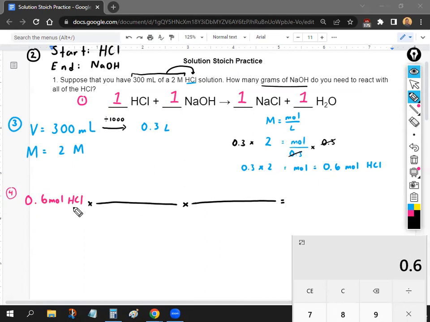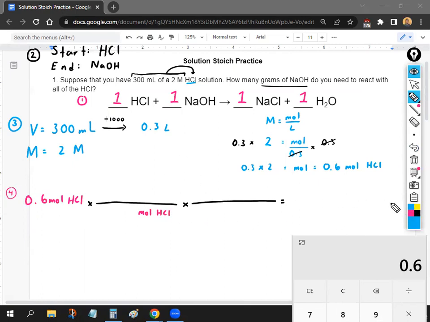Okay, so we want to get rid of moles of HCl. If I want to get rid of something on a fraction, where do we put it? Top or bottom? Bottom, exactly. Whatever you want to get rid of, we put on the bottom. So we're going to put moles of HCl on the bottom because we want to get rid of it.